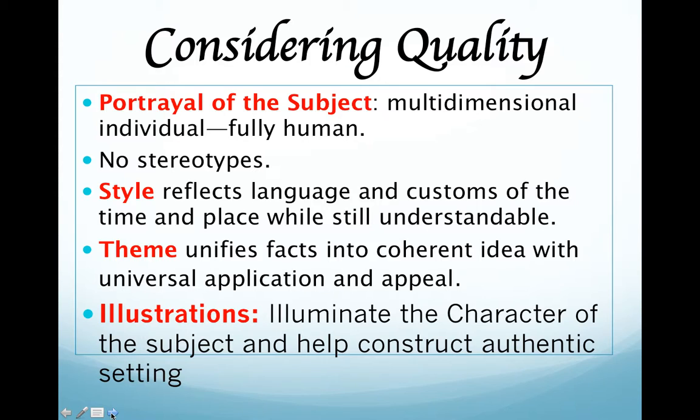So, portrayal of the subject: multidimensional, individual, fully human, no stereotype. Style reflects language and customs of the time and place, while still understandable. Theme unifies facts into a coherent idea with universal application and appeal. Illustrations illuminate the character of the subject and help construct authentic setting. So, illustrations are really there to support the text, or to extend the text in terms of detailing aspects of that person's life or what that person looked like.